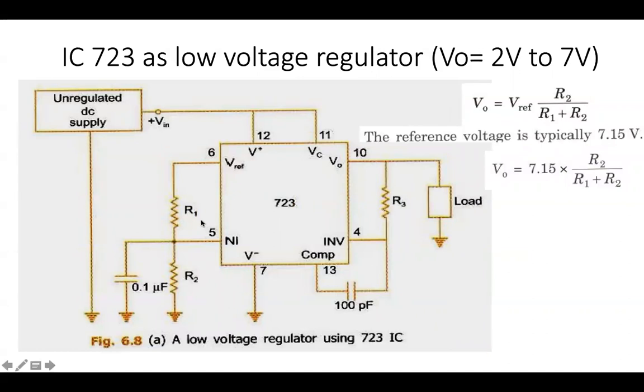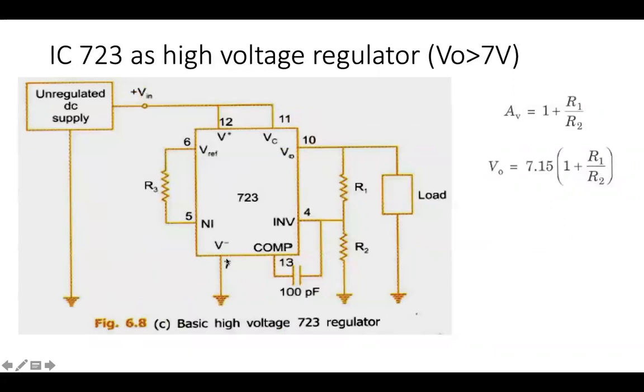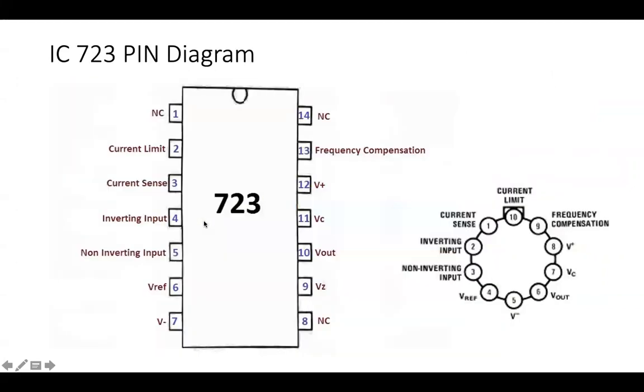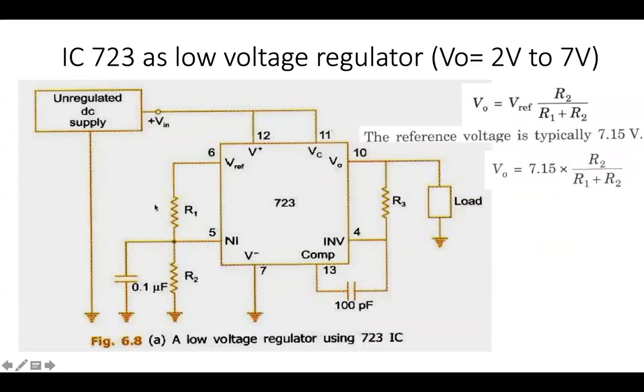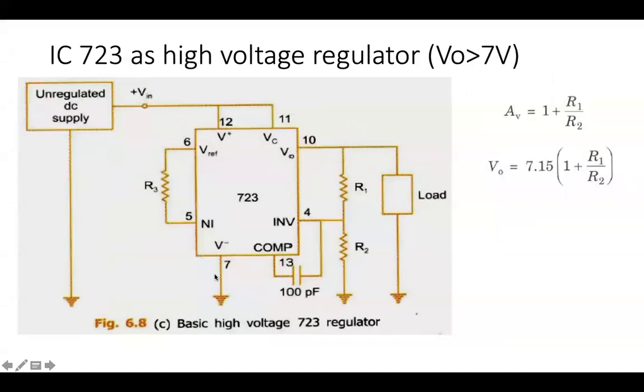So we have R1, R2 connected, but you can see for high voltage, this resistor is just connected here, and we do not have a capacitor at the input side. Between 6 and pin 5, we had only R1 here, and then we had R2 and a capacitor in parallel. But here we have removed these two, R2 and the capacitor, and we have just retained the single resistor.